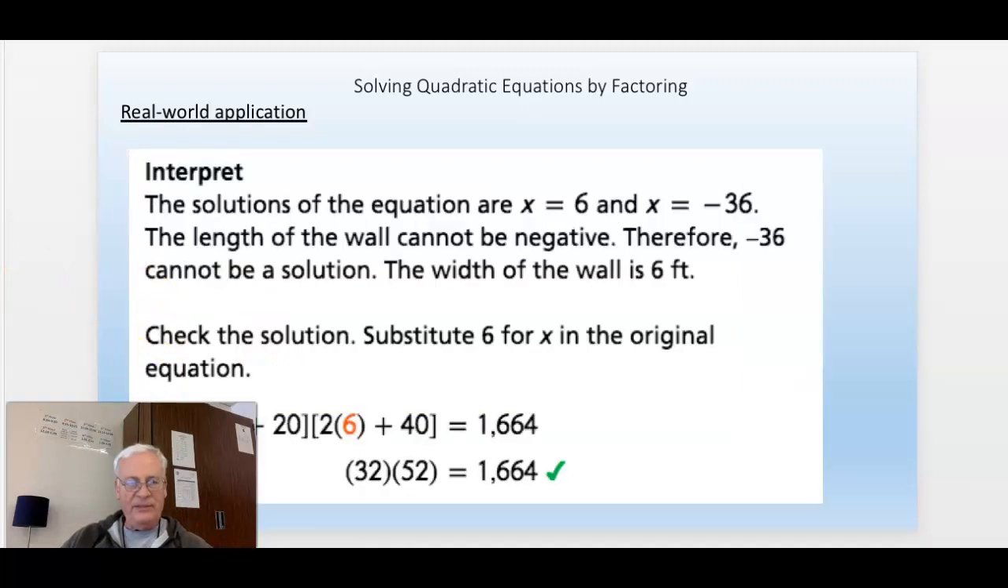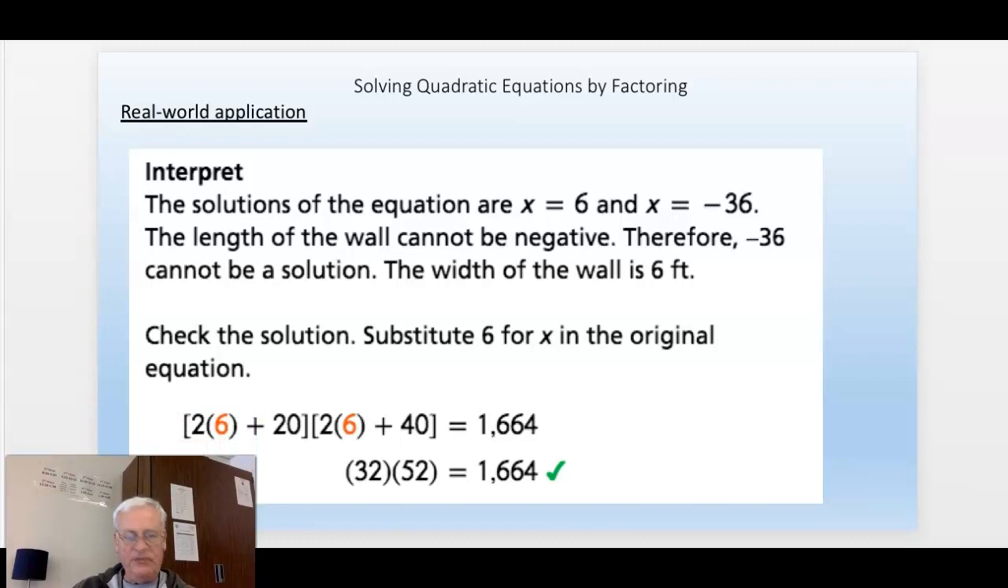So we set these equal to 0. We get two answers. The answer could be 6, or the answer could be negative 36. We know that the length of the wall can't be negative. Negative 36 can't be a solution in the real world. So we know the width of the frame around the outside is 6 feet. 6 is the real-world answer.